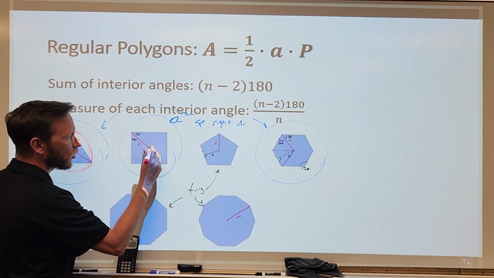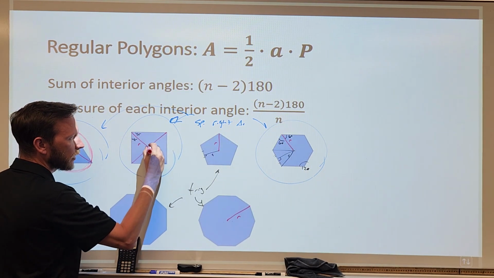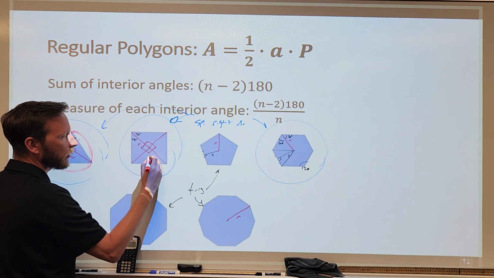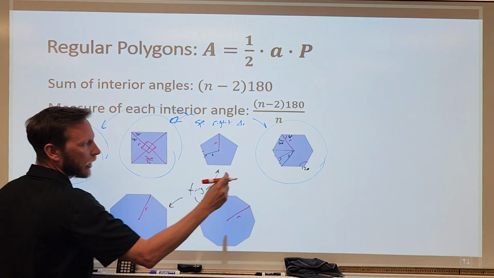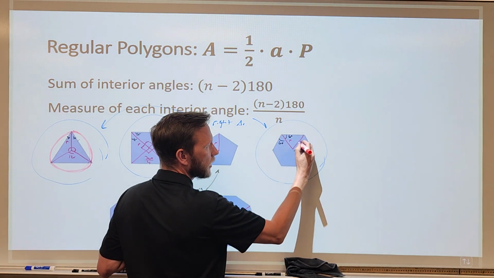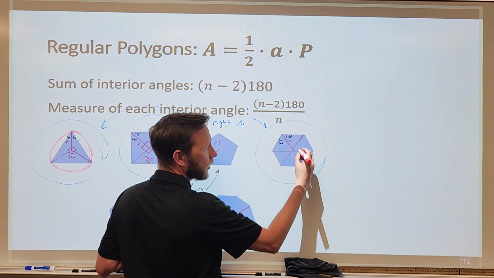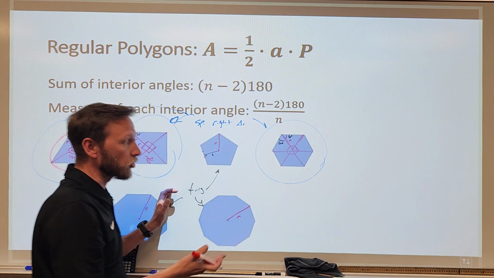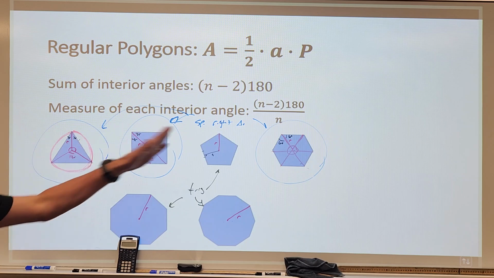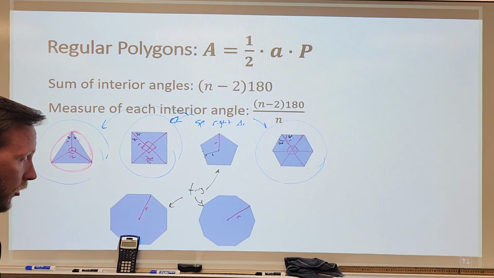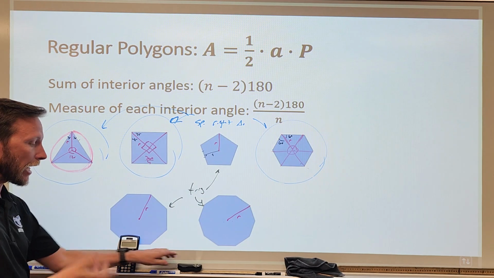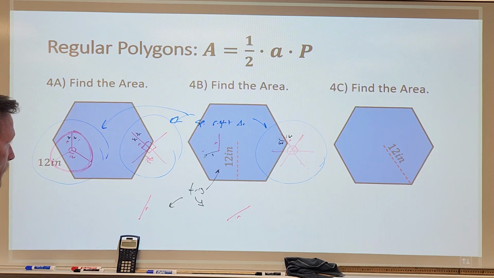I know that if I draw my radii, all right, that each one of these is going to be 360 divided by four. I know that if I draw each of my radii in here, I'm going to have 360 divided by six. So that's how I know that each one of those is going to be 60 degrees in the central angles. We're still going to be using that same logic from last unit.